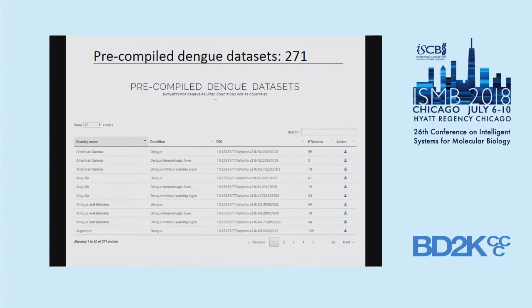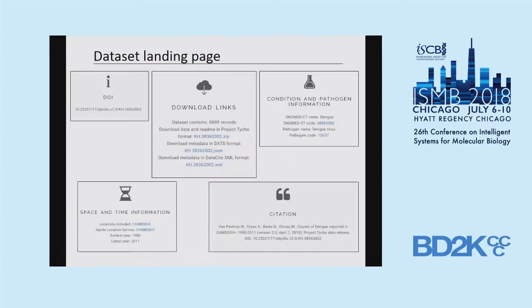271 pre-compiled dengue data sets. So for each country, there is a data set as well for dengue-related conditions. And then each data set has a landing page, so the DOI resolves to this landing page where it shows the DOI. It shows download links for the data set itself and for each of the metadata files, the DATS and the XML DataCite metadata file.